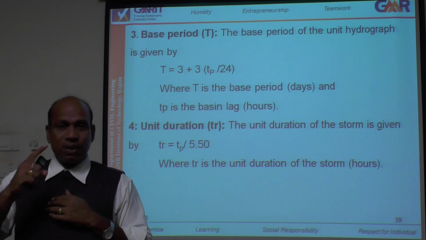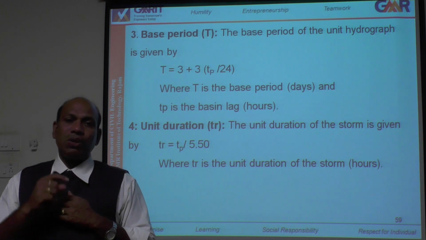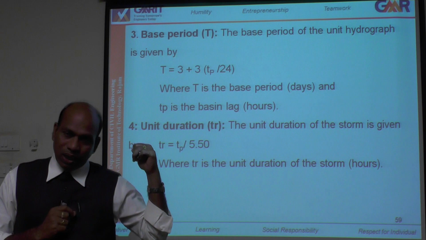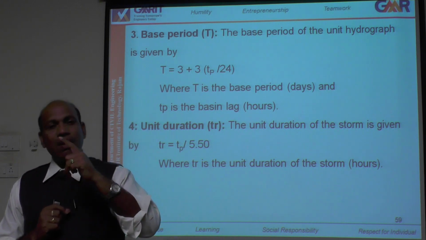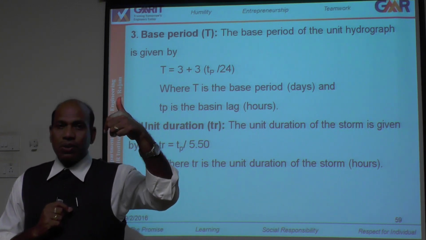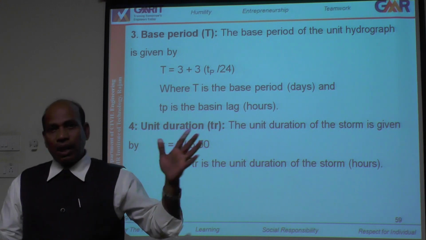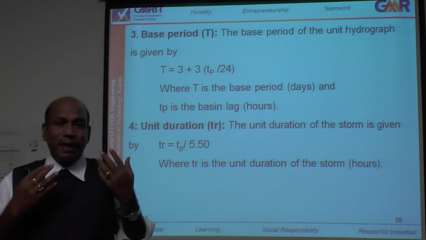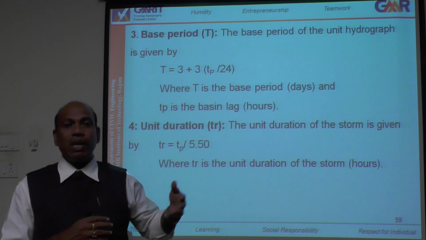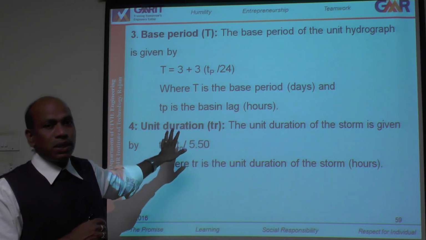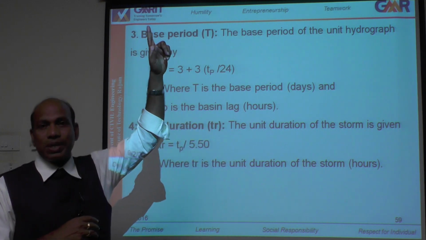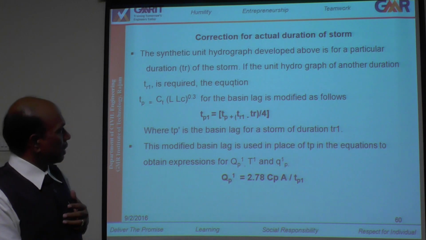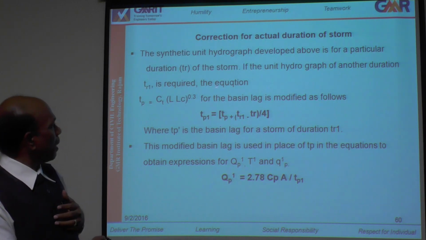But our desired, required unit duration is equal to 3 hours. So here both are not equal. If the calculated unit duration is equal to 3 hours, and the desired unit duration is also 3 hours, then we apply these formulas directly. Now we are going to apply correction because both are not equal. The calculated unit duration is 1.5, the required unit duration is 3 hours. So then we are going to apply correction.